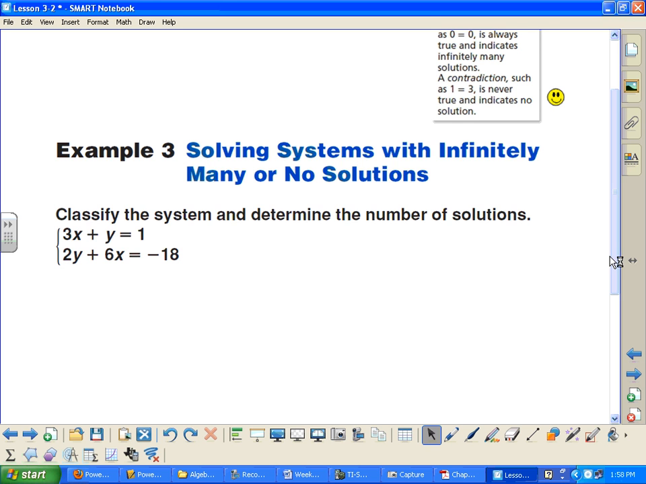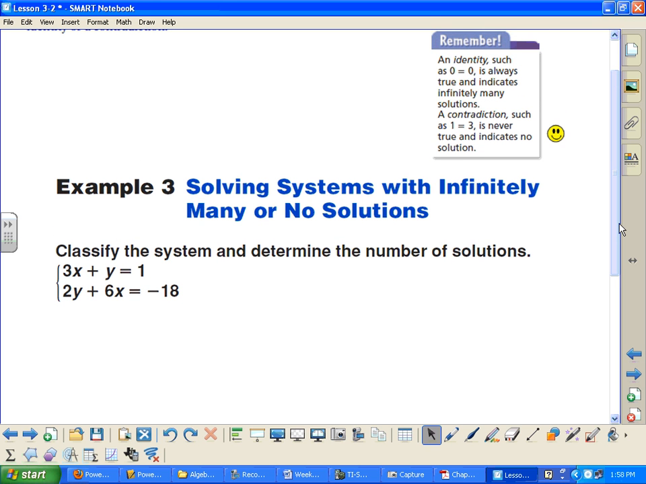So if we end up with 0 equals 0, it's an identity. There are infinitely many solutions. And if we end up with two constants that are equal to each other that really aren't, then we have a contradiction.